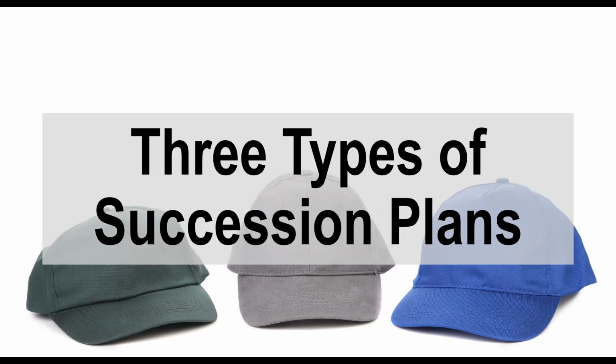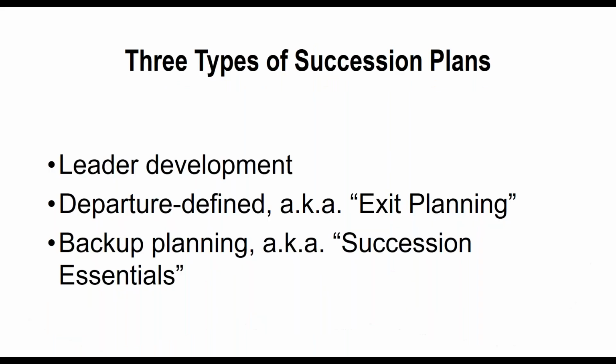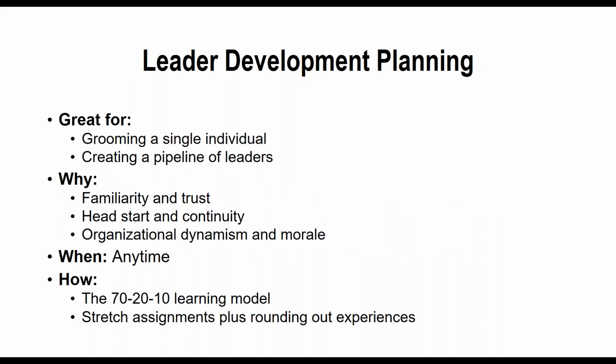So let's jump into those 3 types of succession plans. Type number 1 is leader development. Number 2 is departure defined, or what I call exit planning. And 3 is backup planning, or succession essentials, which we're going to take a deeper dive into in just a moment here. So type number 1, leader development planning.